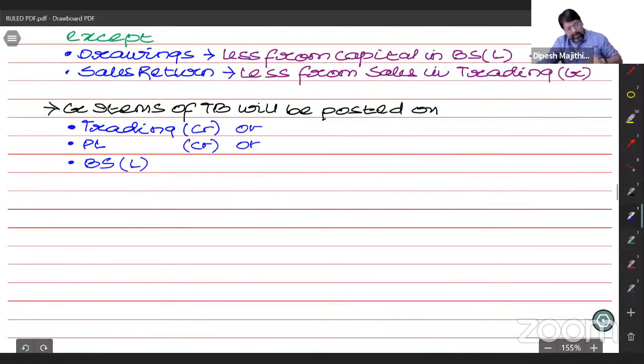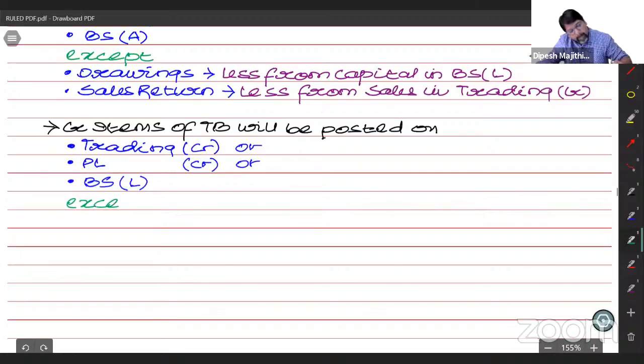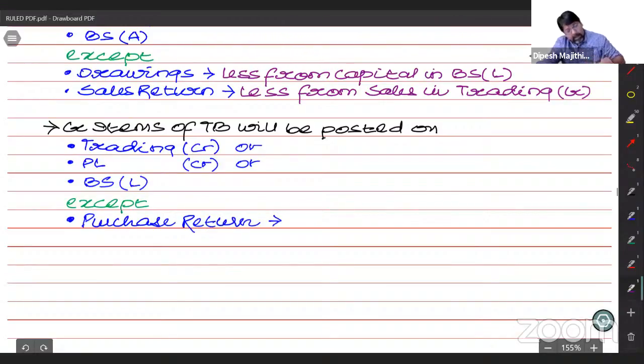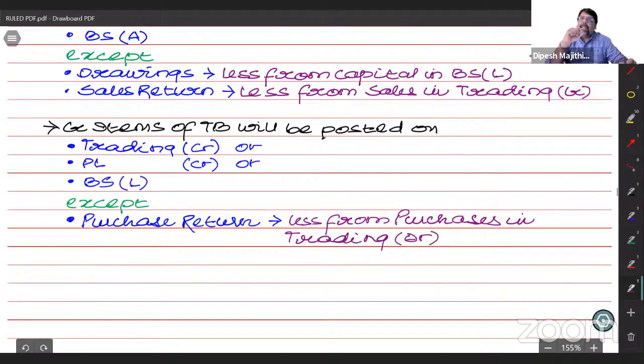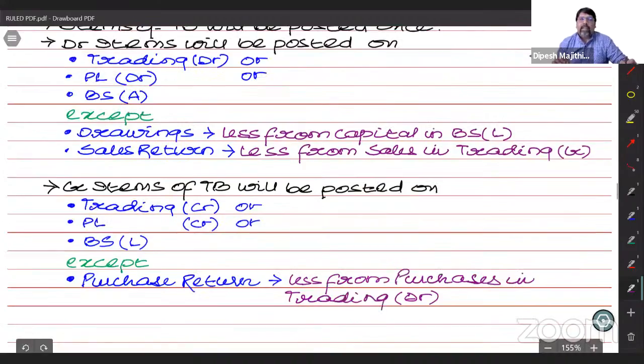Yes, sir. Exception to this rule. Except purchase return, that will be less from purchases in trading debit. Purchase return comes in trial balance credit side, but it will be subtracted from purchases in trading debit. So these are the basic rules of trial balance chartered. Am I clear? Yes or no?